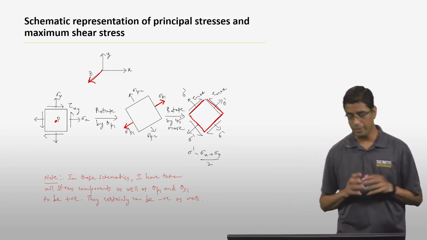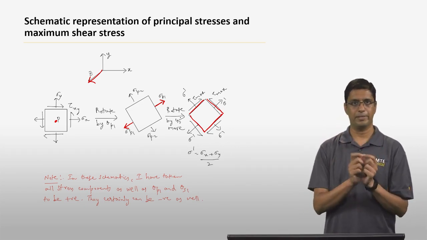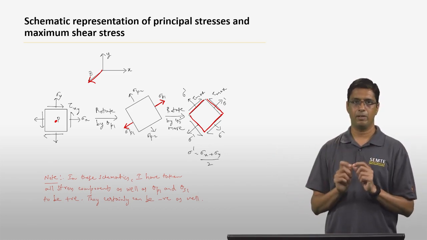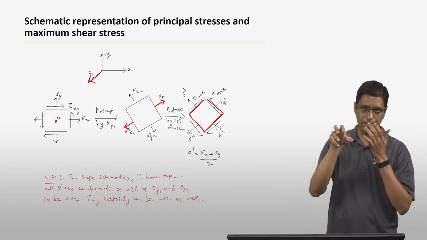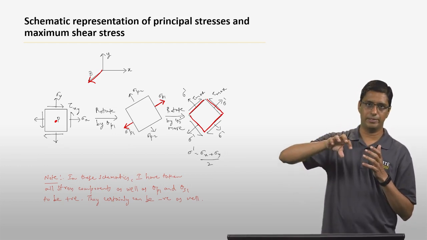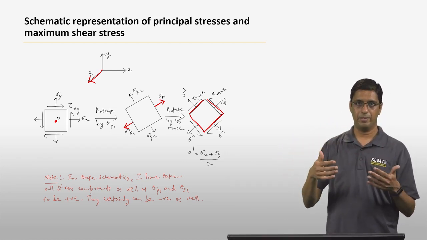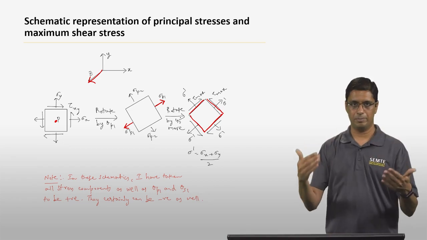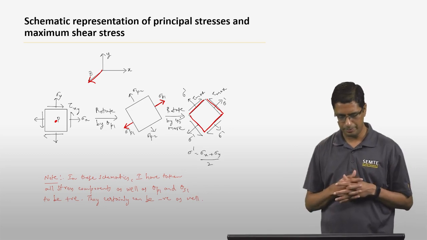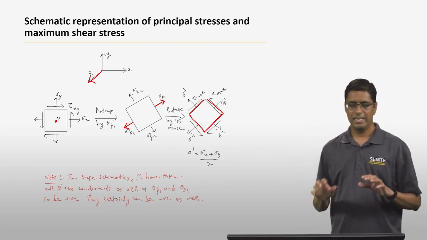Something that is important to remember is that we are looking at the exact same point. We are not looking at any other point. We are not changing the loading. We are not looking at a different body. Everything is the same. All we are doing is rotating the coordinate system about that particular point. And as we rotate this coordinate system, the stresses on the planes keep changing. So first, you get to the maximum principal stress planes, and then you rotate further, you get to the maximum shear stress planes.